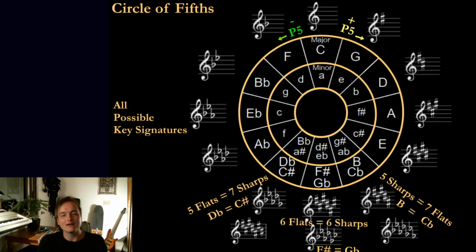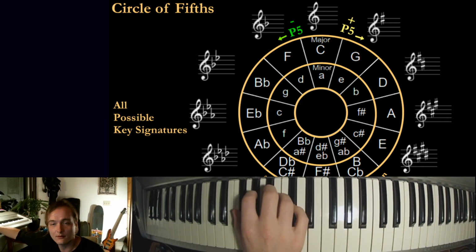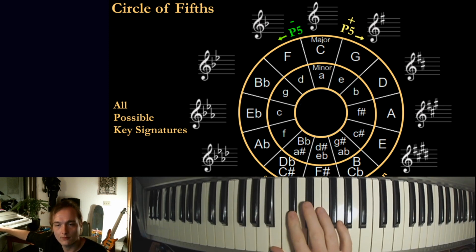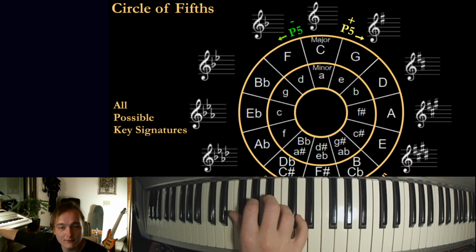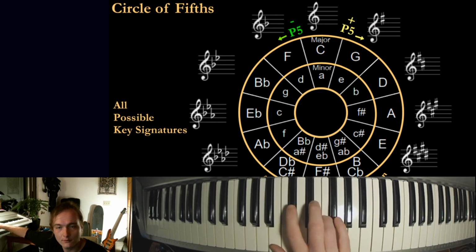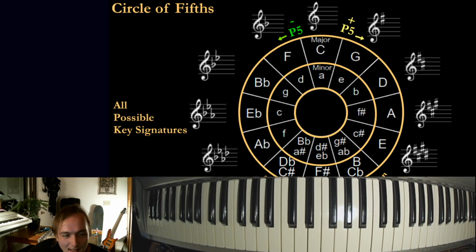And then the one in the middle is simply in the middle. So 6 flats and 6 sharps, F sharp and G flat. Of course, those notes are enharmonically equivalent. As I say, these two scales will sound exactly the same on the keyboard. Here's an F sharp major scale. And here's a G flat major scale.